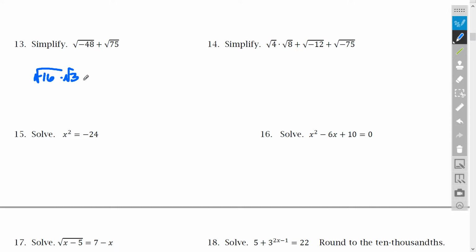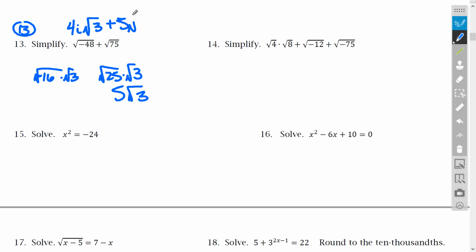Okay, so we can take the square root of 16. Now remember, this is a negative here, so we do need to take the i out. So this is 4i times the square root of 3, plus, and then the square root of 75, that can simplify as well because it's 25 times 3. So that's 5 times the square root of 3. So we got 4i square root of 3 plus 5 square root of 3.